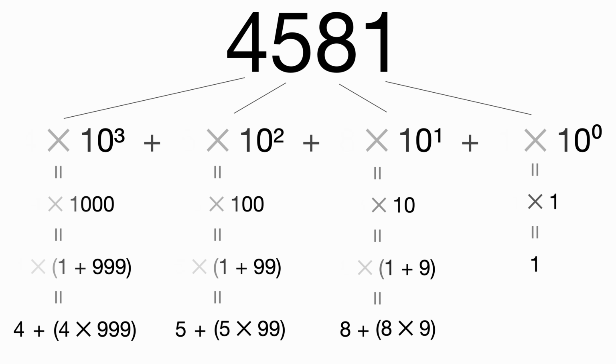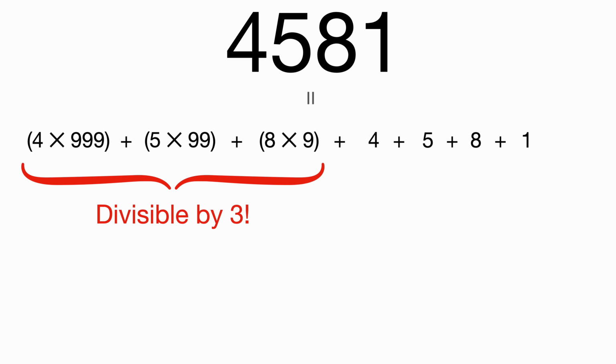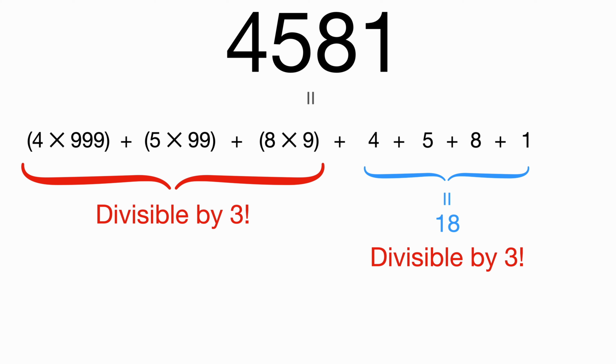We can rearrange this sum into 4 times 999 plus 5 times 99 plus 8 times 9 plus 4 plus 5 plus 8 plus 1. The first 3 terms are all divisible by 3, so the whole sum is divisible by 3 as long as 4 plus 5 plus 8 plus 1 is. Since 4 plus 5 plus 8 plus 1 is 18, then we know that the number 4,581 is divisible by 3.